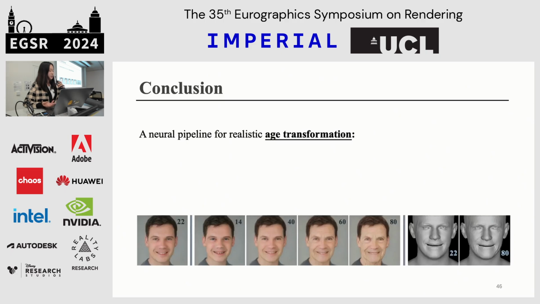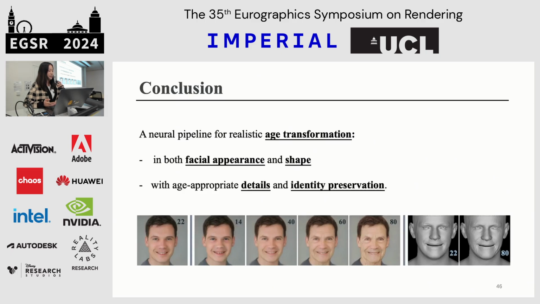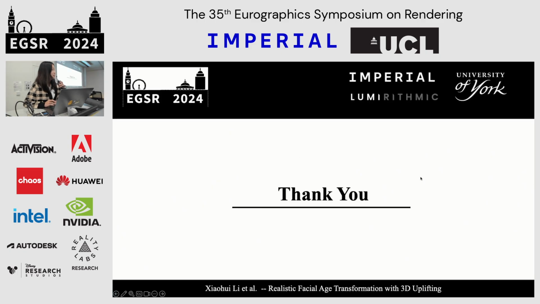Here is the conclusion for this pipeline. We propose a neural pipeline for realistic age transformation in both facial appearance and shapes with age-appropriate details and identity preservation. Thank you for listening.